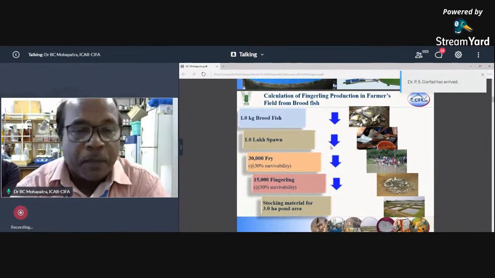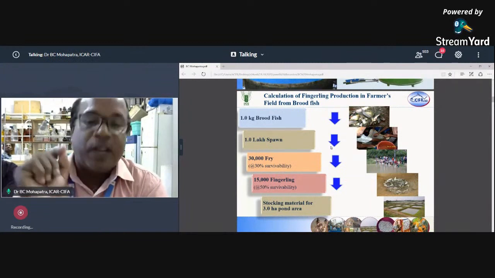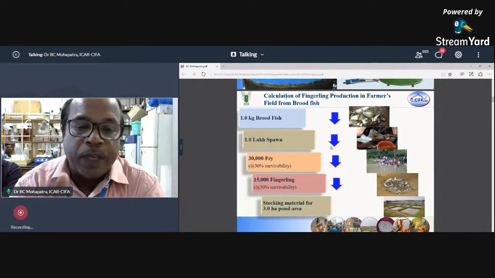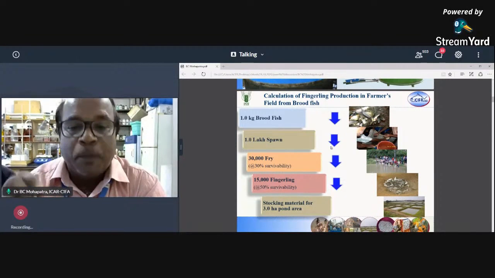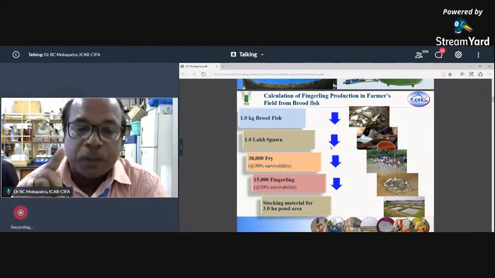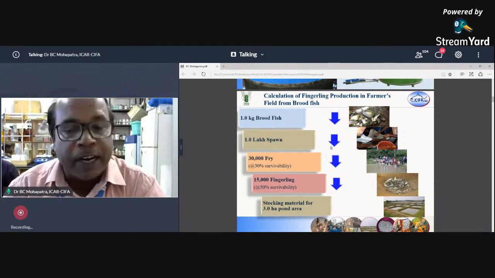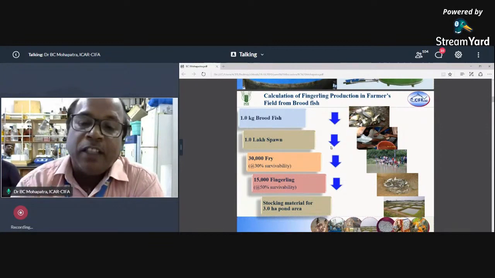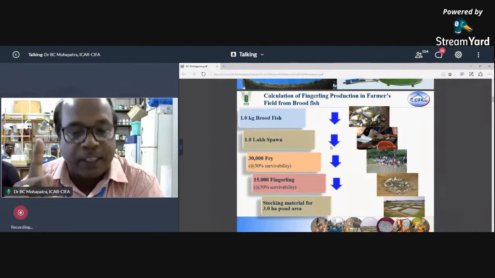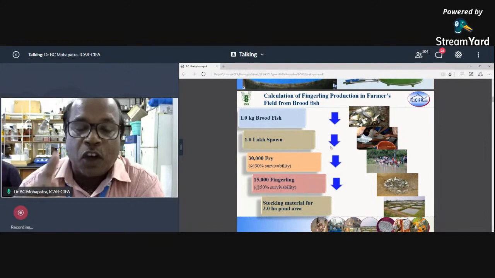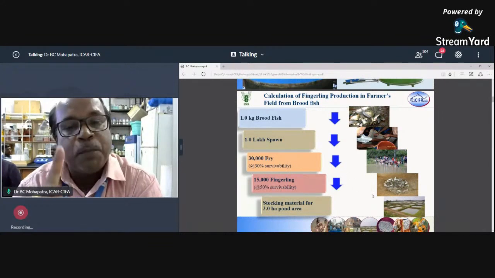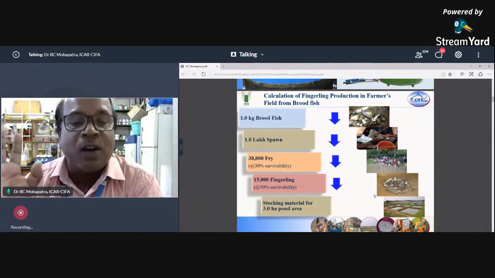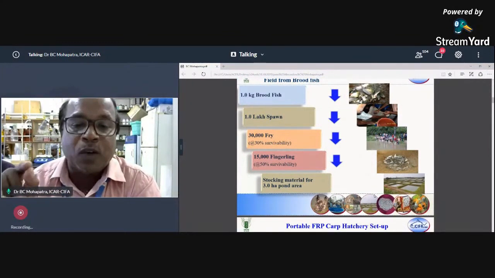For any layman, I'm giving a simple calculation. If you take 1 kg of brood fish, the fish having eggs in the belly, it can give you 1 lakh spawn, the small fish seed that is 4 days old. 1 lakh spawn in the farmer's field at the lowest survivability rate of 30% will give you 30,000 fry. Those 30,000 fry within 2 to 3 months, even at the lowest survivability of 50%, will give you 15,000 fingerlings, finger size. And 15,000 fingerlings are sufficient to stock a 3-hectare pond. That means 1 kg of brood fish can stock 3 hectares, that is 7.5 acres of pond in any given locality. This is the basic calculation for any person to operate a hatchery and seed production.